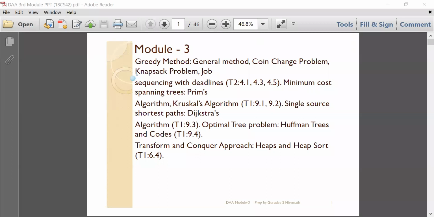Continue with yesterday's class. So yesterday we covered Prim's algorithm and Kruskal's algorithm. Today we'll continue with Dijkstra's algorithm. Okay.